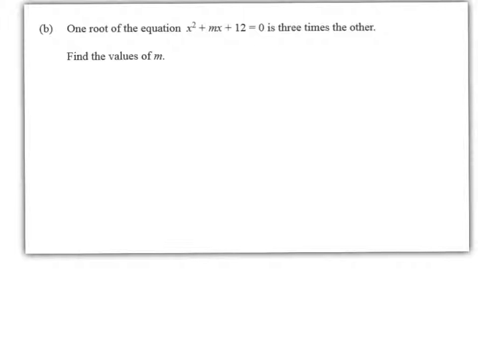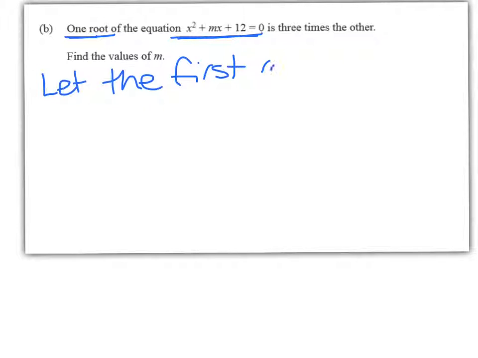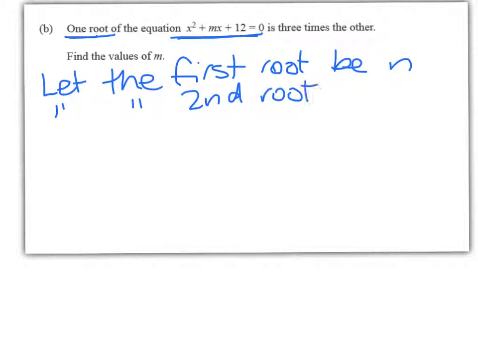Okay, on to something a little more interesting. One root of the equation x squared plus mx plus 12 equals 0 is 3 times the other. Find the values of m. Now there are two ways you can attack this question. We've got a quadratic, and we're told one of the roots is 3 times the other. So the first thing we should do is define a variable. So we're going to say let the first root be n, and then let the second root, well, it's 3 times the other one, so it will be 3n.